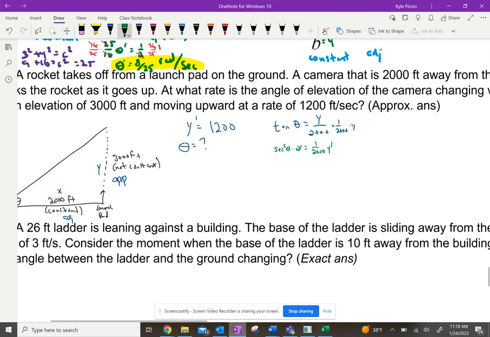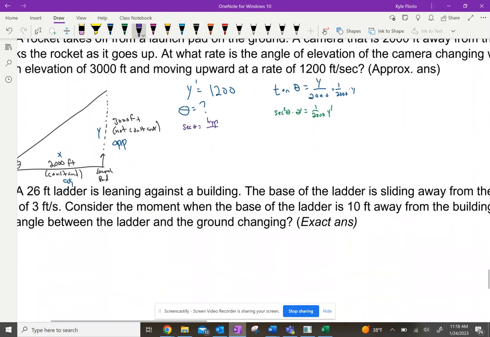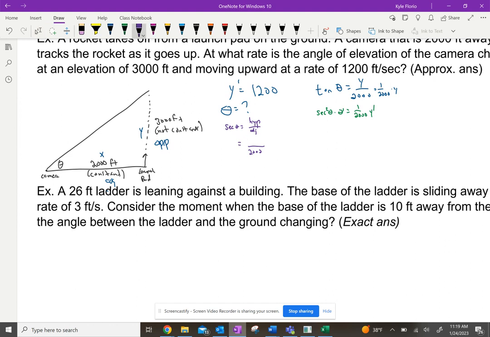Secant theta is hypotenuse over adjacent, just like we did over there. The adjacent leg is 2,000. And for the hypotenuse, we just need the Pythagorean theorem. So I'm just going to call this C, and C is going to be, you do a squared plus b squared, and then you take the square root. So it's going to be the square root of x squared plus y squared.